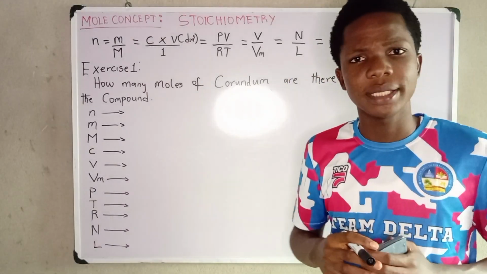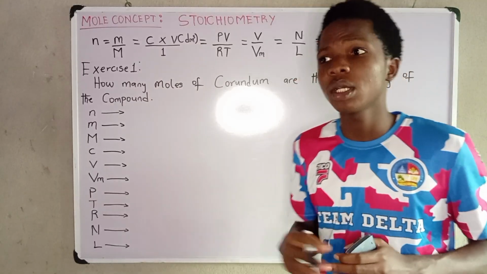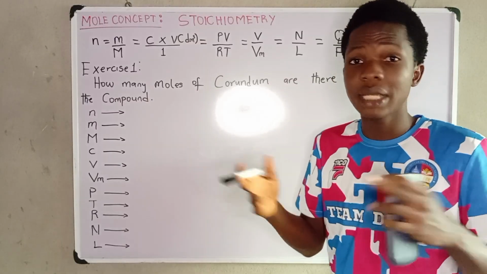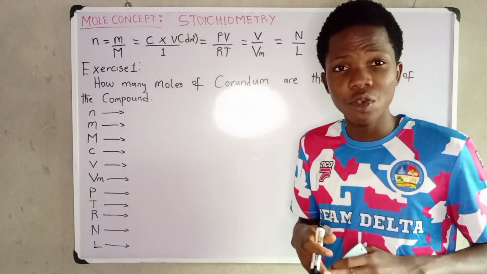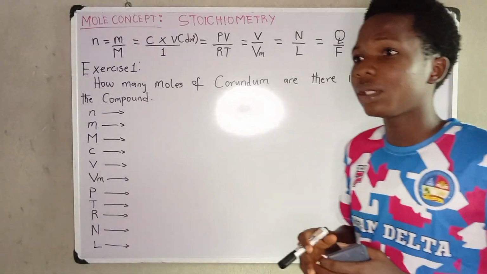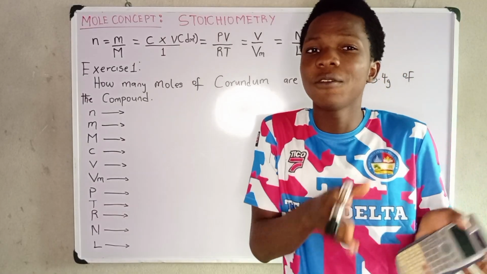Aside from all these parameters, we're also going to be looking at what? Conversions. There are lots of conversions. We have mass conversion, temperature conversion, pressure conversion, and a lot more. Aside from the conversions, we'll also be needing balancing of equations.